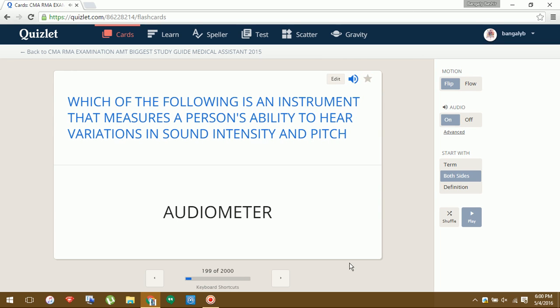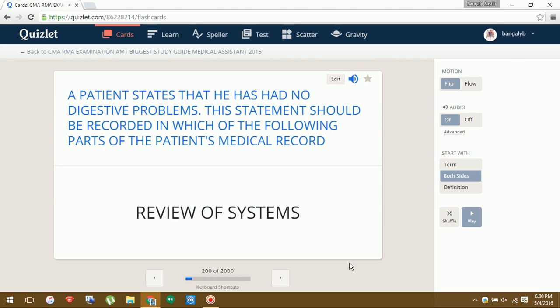Which of the following is an instrument that measures a person's ability to hear variations in sound intensity and pitch? Audiometer. A patient states that he has had no digestive problems. This statement should be recorded in which of the following parts of the patient's medical record? Review of systems.